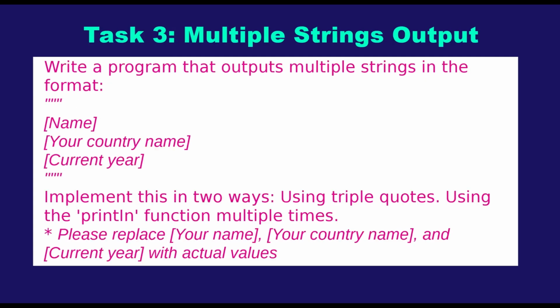Task 3. Multiple strings output. Write a program that outputs multiple strings in the format: name, a new line, your country name, a new line, current year. Implement this in two ways: using triple quotes, and using the println function multiple times.